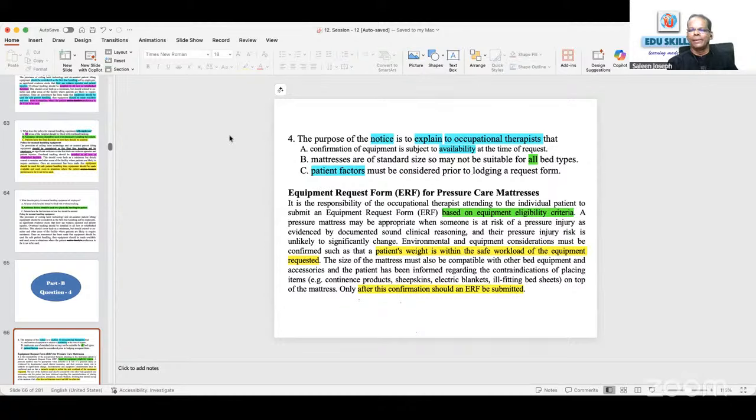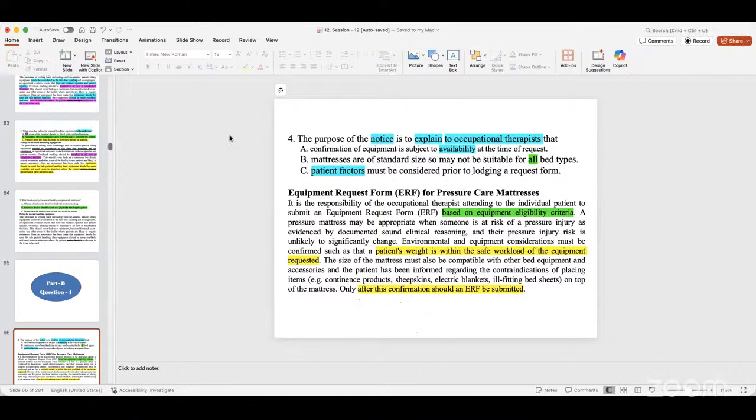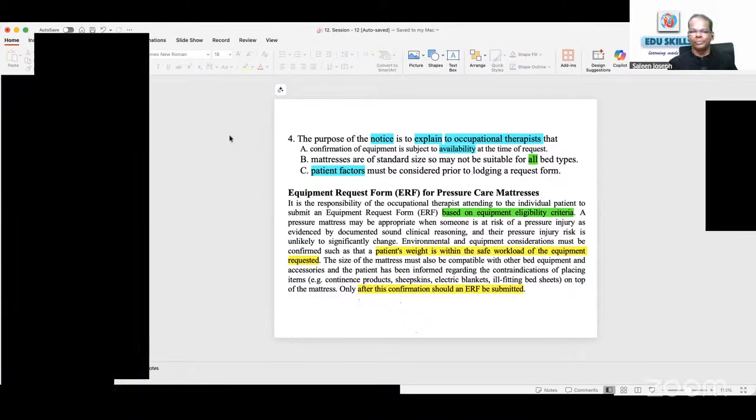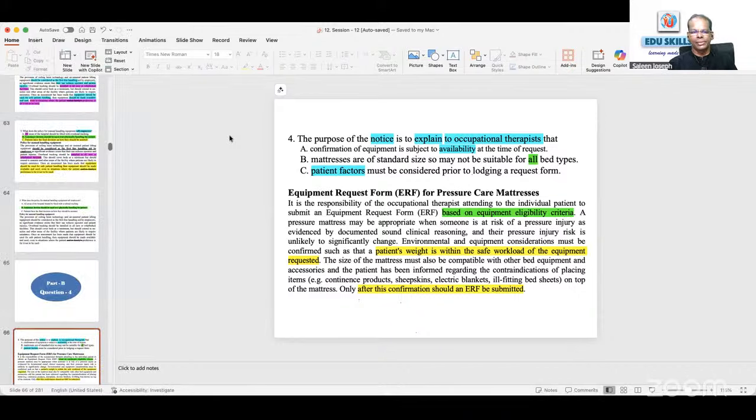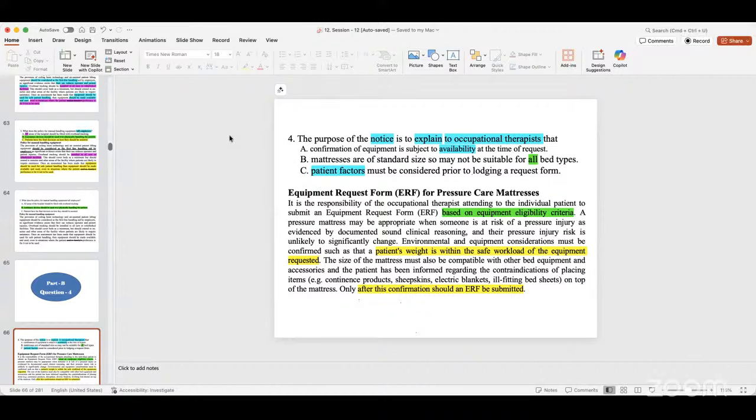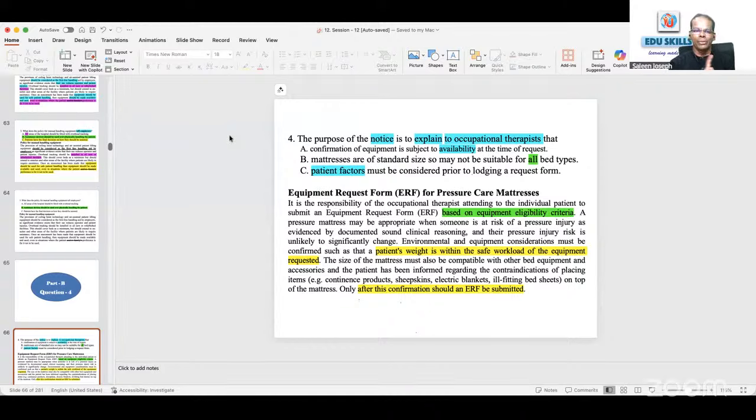Okay? Now, the thing is this. If you know the meaning of the topic sentence and controlling idea, if you have seen my sessions on paragraph structure, topic sentence, what is the controlling idea here? ERF is based on equipment eligibility criteria. Equipment eligibility criteria means pressure care mattresses criteria, not patient criteria. It is the responsibility of the occupational therapist attending to the individual patient to submit an ERF based on equipment eligibility criteria, not based on the patient criteria.